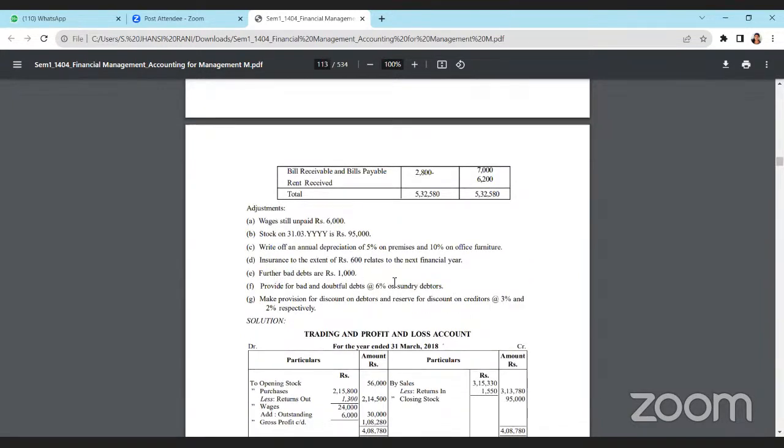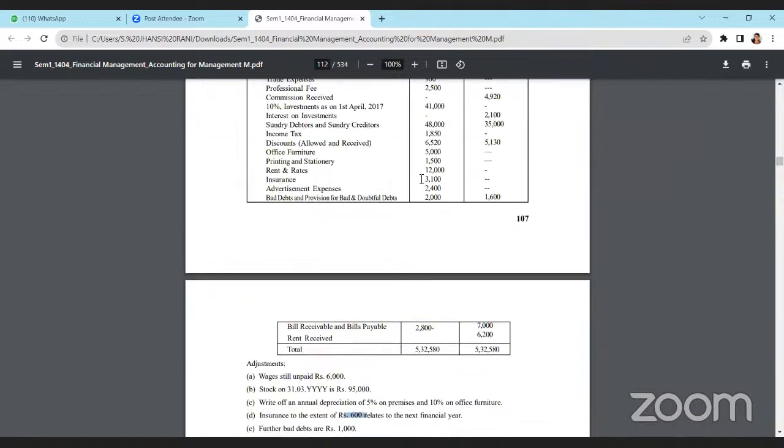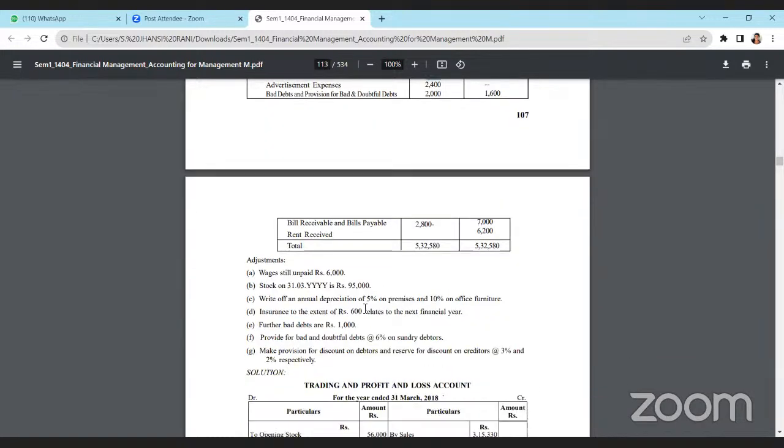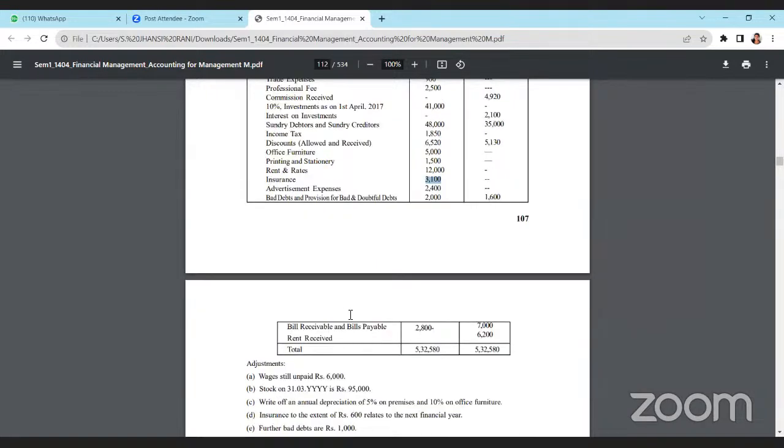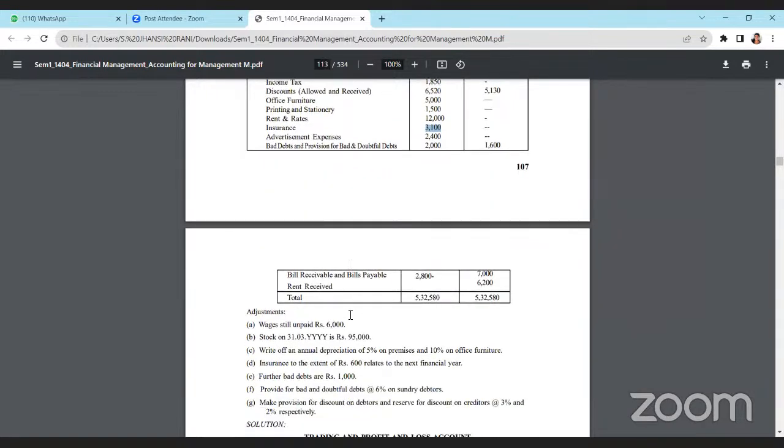Next, insurance to the extent of 600 relates to the next financial year. It is nothing but prepaid, paying in advance. Next year, we are paying for current only. So in that case, first what we will do, this is called prepaid insurance. We will deduct it from the respective expenditure. What is the value of insurance given to us? 3,100. From this, we will deduct 600. So 3,100 minus 600, 2,500 will be the insurance amount.